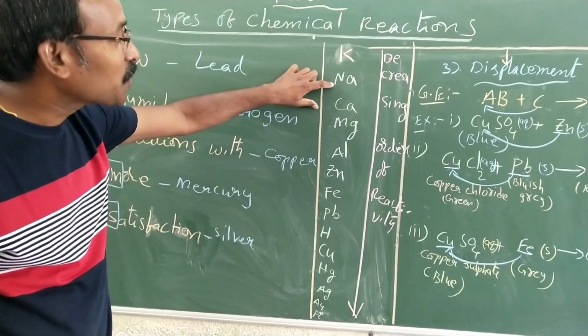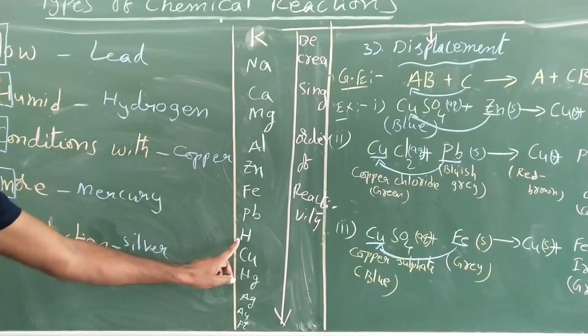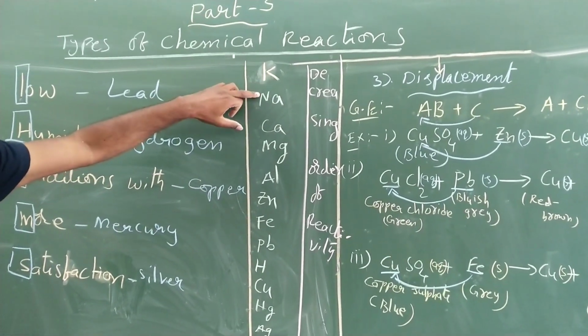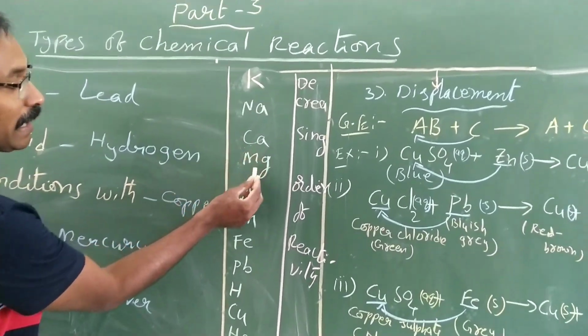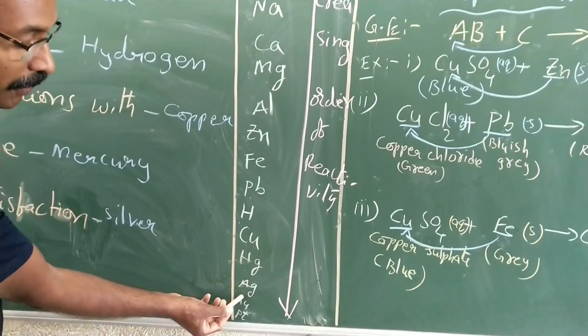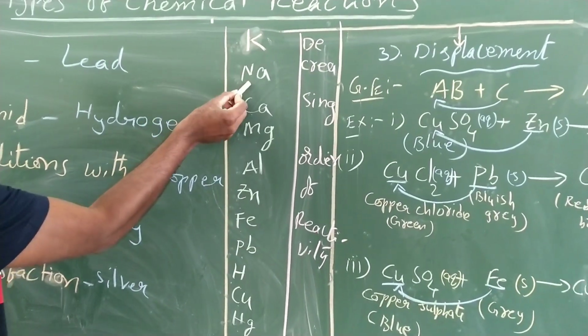And when we come to the sodium, sodium can displace calcium, magnesium, aluminum, anything down to it, but it cannot displace the potassium. Potassium is more reactive than the sodium. If you take the example of calcium, calcium can displace magnesium, aluminum, zinc, iron, lead, hydrogen, copper, mercury, silver. But this calcium cannot displace potassium or the sodium.